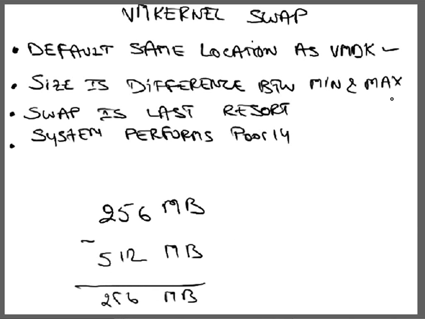Now the swap file should always be the last resort, and the reason being is that the system will perform poorly when it's swapping, as I'm sure you all have seen and noticed when you're paging in Windows or any other operating system. So again, the calculation here is between the minimum, the reserved amount for this virtual machine to function, which is 256 for example, and the maximum amount that this virtual machine can use, which is 512, ending up with 256 meg for the swap file.